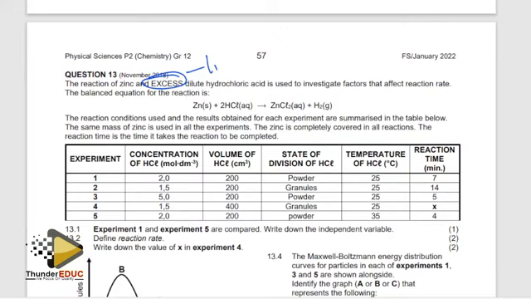Guys, whenever you see the word excess, it will never be a limiting reagent. A limiting reagent is that reagent which finishes first before the other one completes. For example, you have a car, the car is fine, you are going to a specific area and the fuel is finished. So the fuel becomes a limiting reagent. You understand? The fuel becomes what?